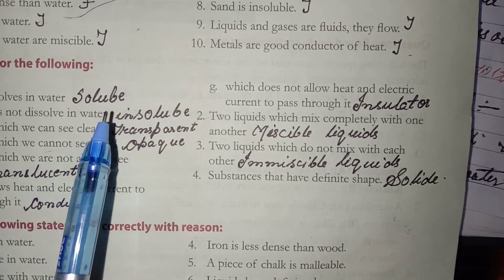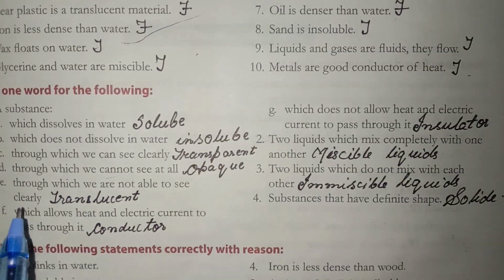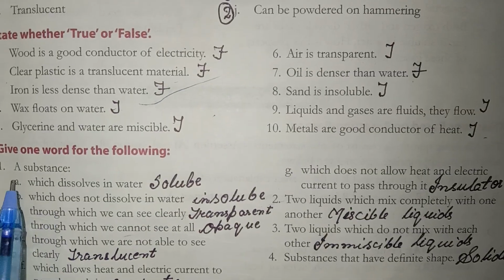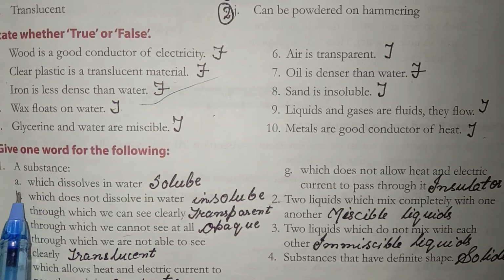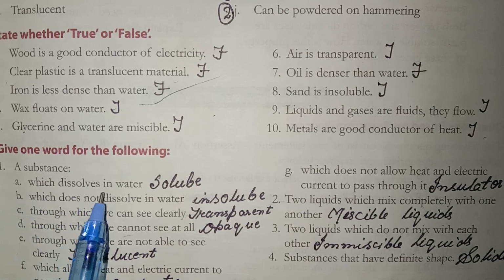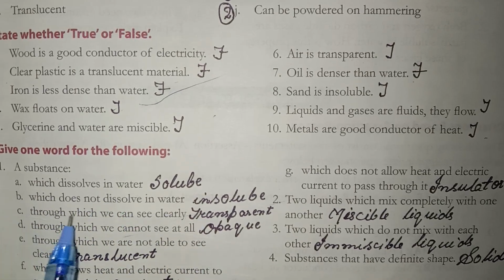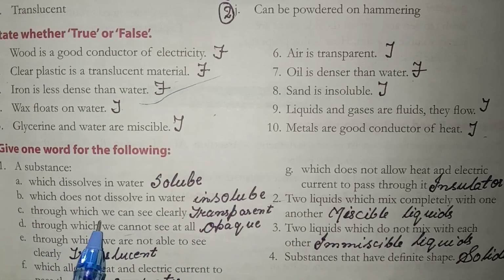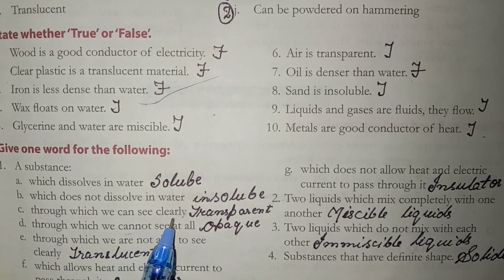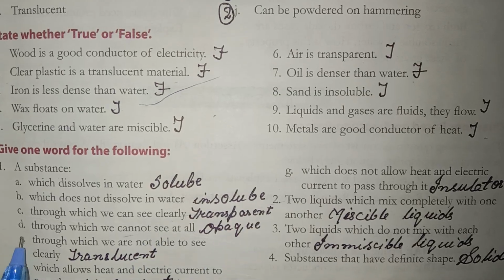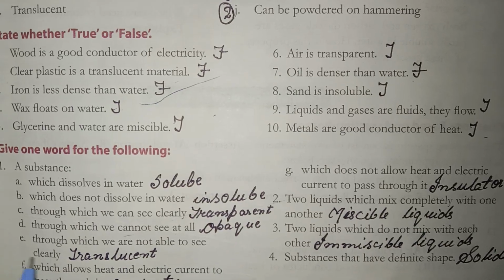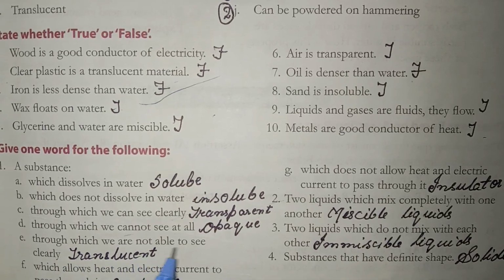Give one word for the following substances. A, which dissolve in water: soluble. B, which does not dissolve in water: insoluble. C, through which we can see clearly: transparent. D, through which we cannot see at all: opaque. E, through which we are not able to see clearly: translucent.